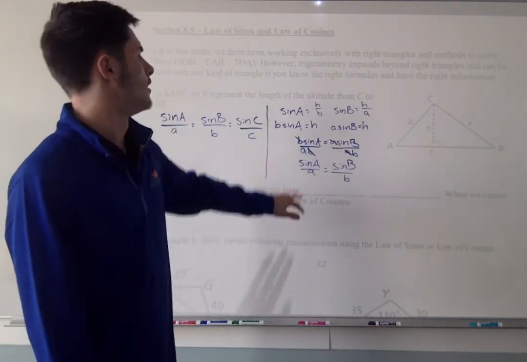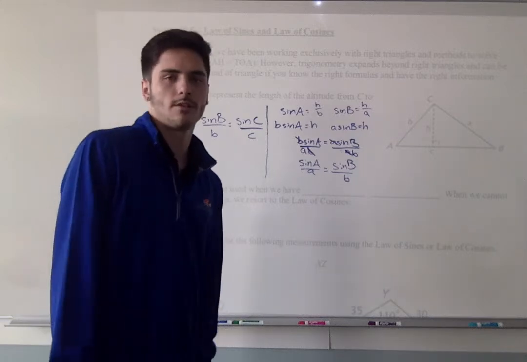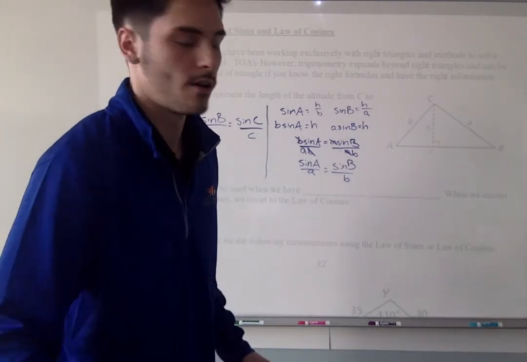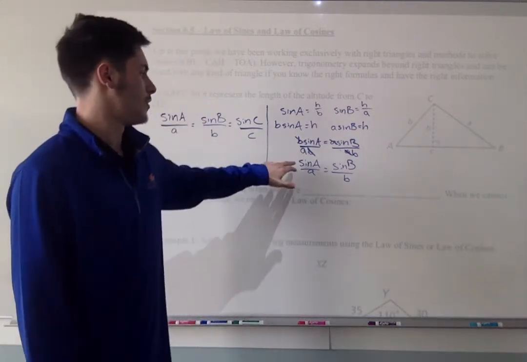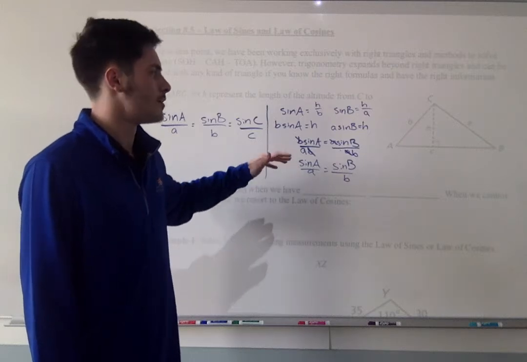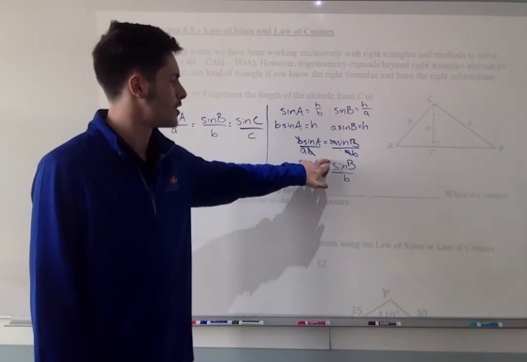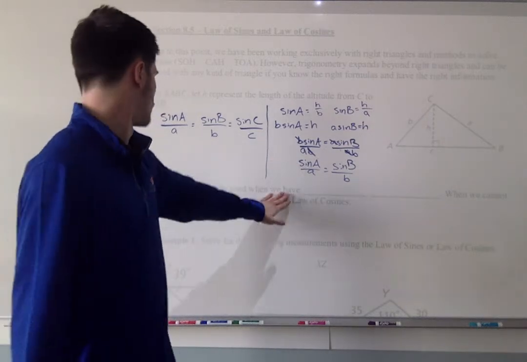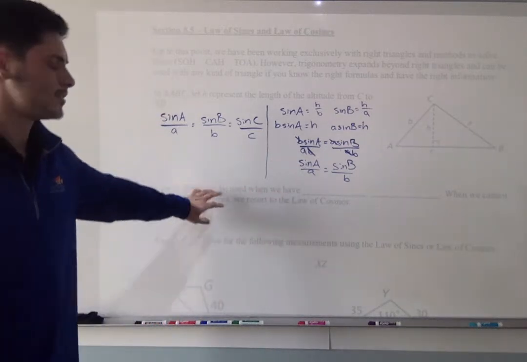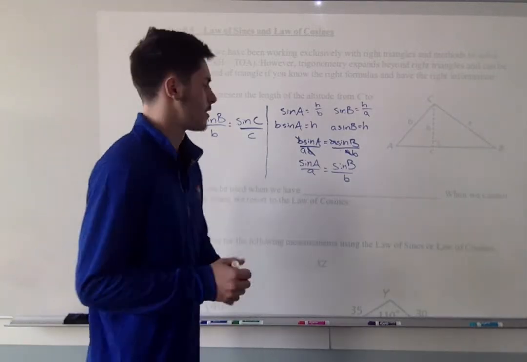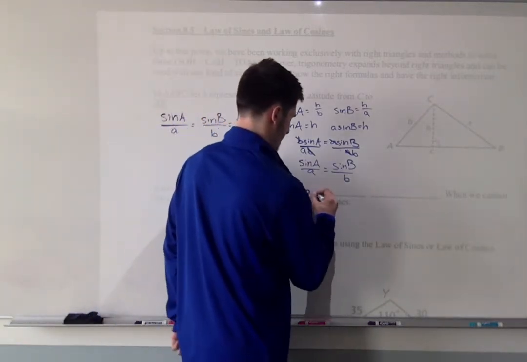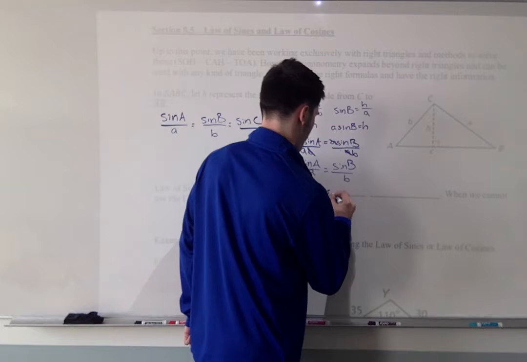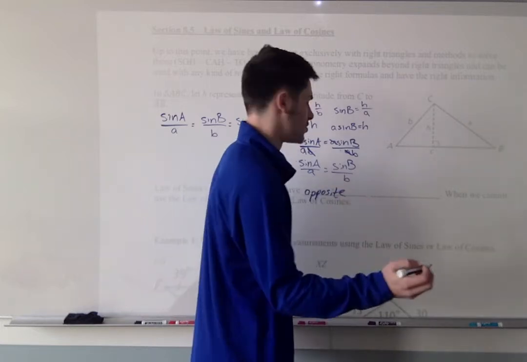So this is pretty neat. It's just ratios like we've been using up until this point. So if you know the angle measures, or if you know any of these three things, you can always solve for that fourth thing. And so that brings us to this. The law of sines can be used when we have opposite information.